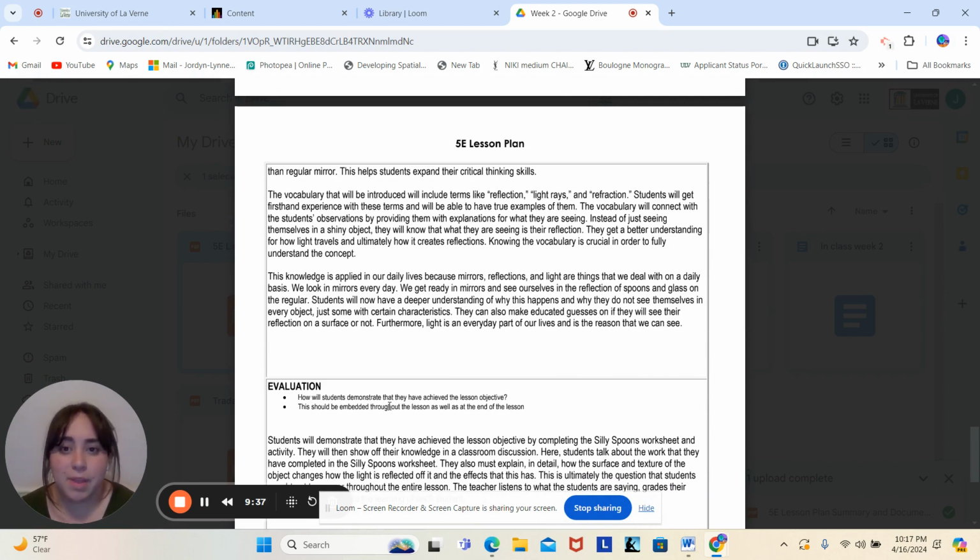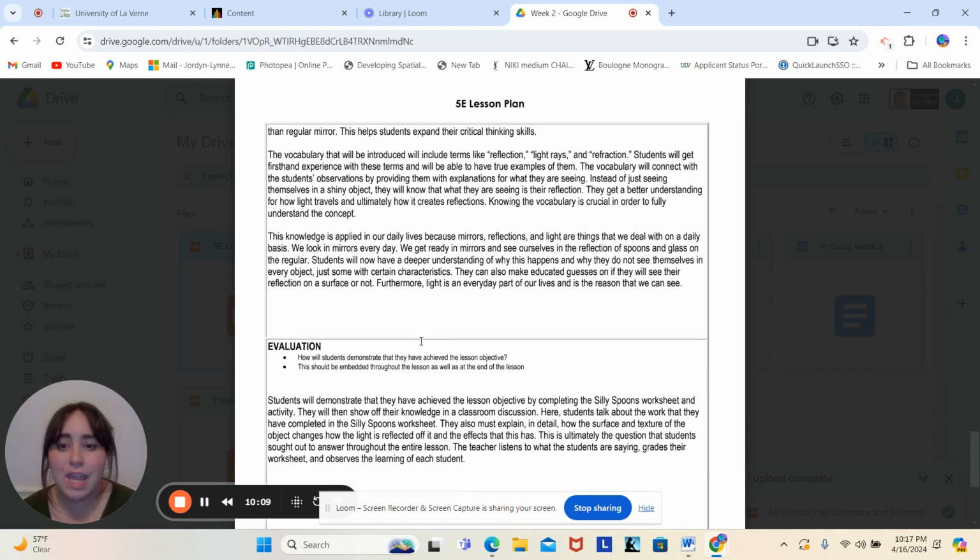In terms of vocabulary, they'll learn about terms like reflection, light rays, and refraction. They get the first-hand experiences with these terms and will be able to get true examples of them. So instead of just saying, this is what reflection means, they're actually physically seeing what a reflection is. So they're not just seeing themselves on a shiny object and saying, oh, I guess I'm seeing myself on a shiny object. They'll be like, oh, this is a reflection. Now I know what a reflection is. So they get a better understanding of how light travels and how it creates reflections and just those terms in general.